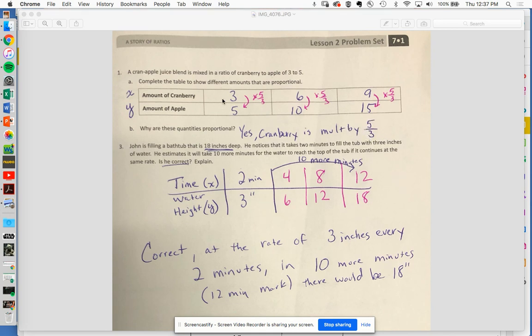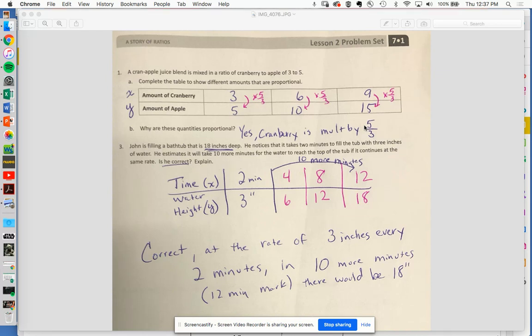Okay? And kind of the cool trick here. What is 3 times 5? 15 divided by 3, 5. What's 6 times 5? 30 divided by 3, 10. What is 9 times 5? 45 divided by 3, 15. So it checks out. Okay? So actually working with fractions is not that bad if you know some tricks. I hope to show you some tricks this year.